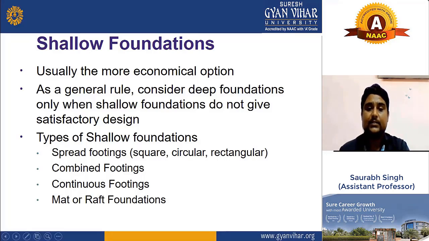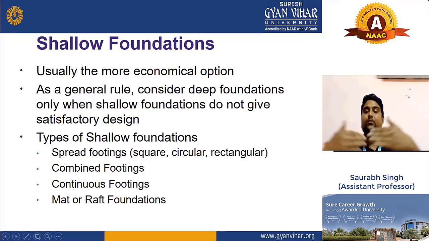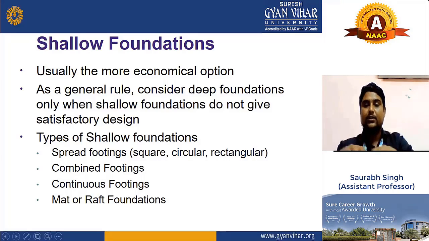The second type is combined footing. Combined means two footings will be joined together. That is the meaning of combined footing. And continuous footing, as you can see here, means the footing will be joined continuously. That is the meaning of continuous footing. And the last one is mat or raft foundation.